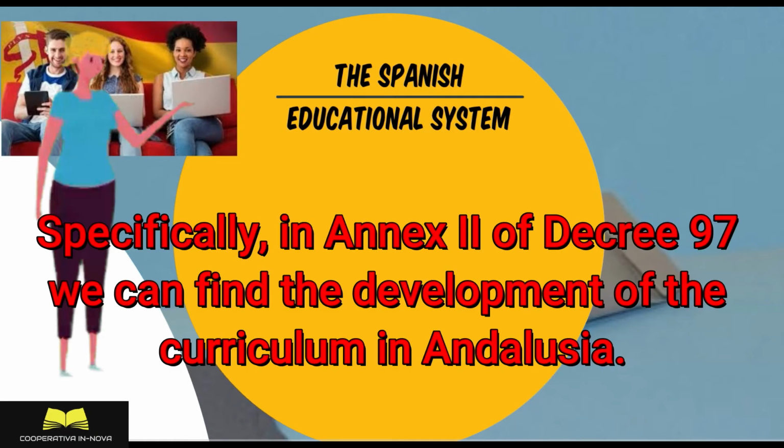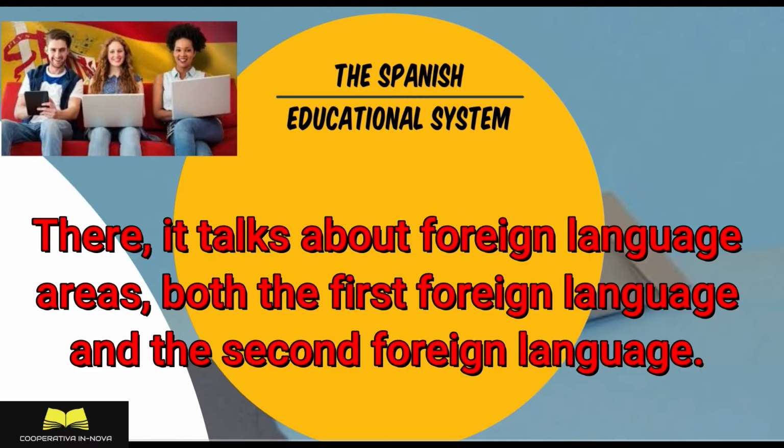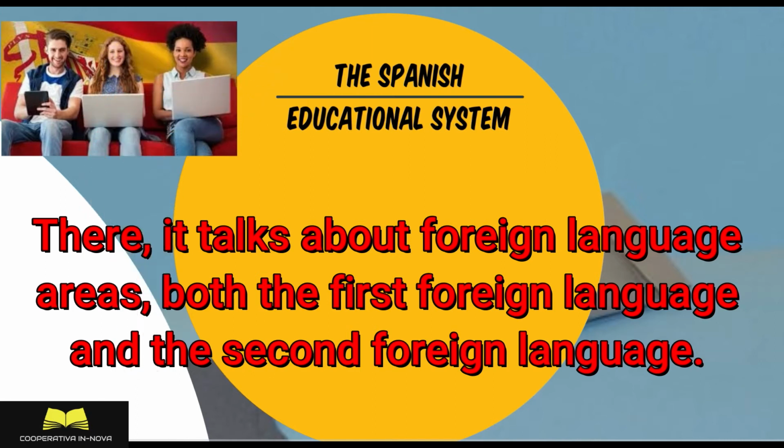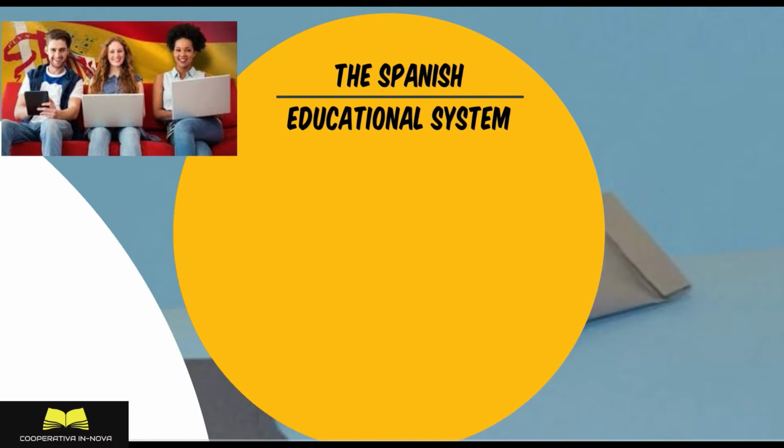Specifically, in Annex 2 of Decree 97 we can find the development of the curriculum in Andalusia. There, it talks about foreign language areas, both the first foreign language and the second foreign language. B. Curricular plans define the actual curriculum which is delivered in school.